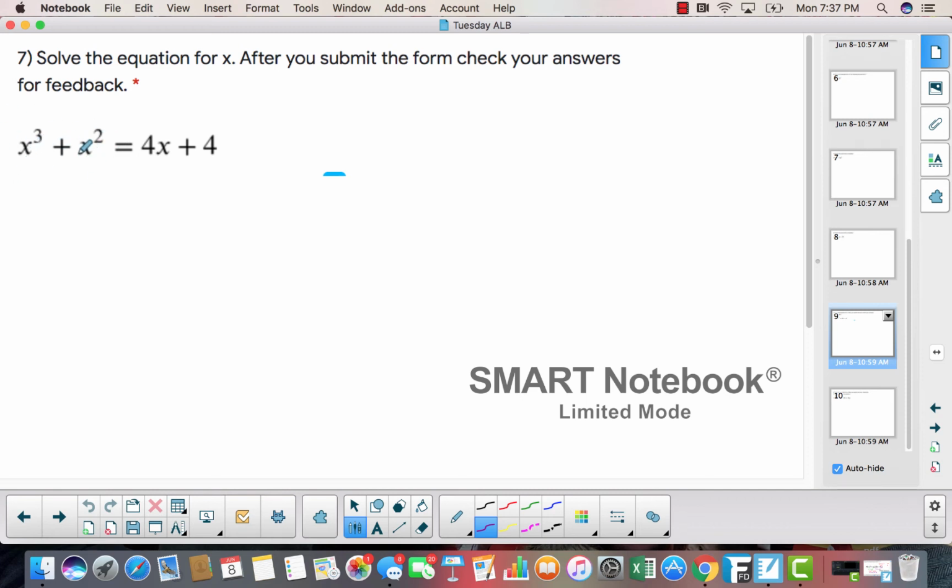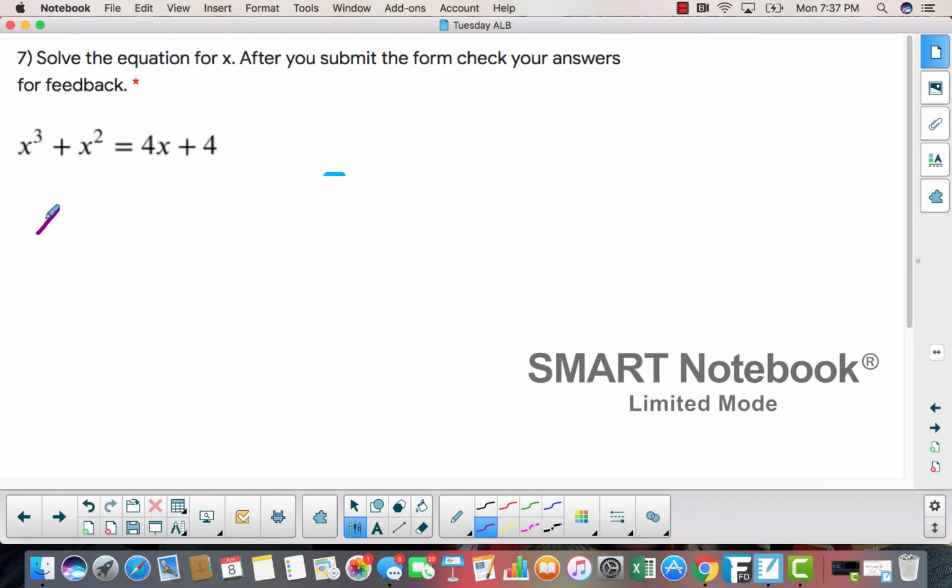But what I can do is take out an x squared from both of these. And if I do that, I'm going to be left with x plus this number right here. Since I took that out, it's just going to be 1. Because if I was to multiply x squared by x, that would equal x cubed, which is this number. And if I multiplied x squared by 1, you get that number. And on this side, you can factor out a 4. So we're left with 4 times x plus 1. Once again, if you distribute that, 4 times x is 4x. 4 times 1 is 4.